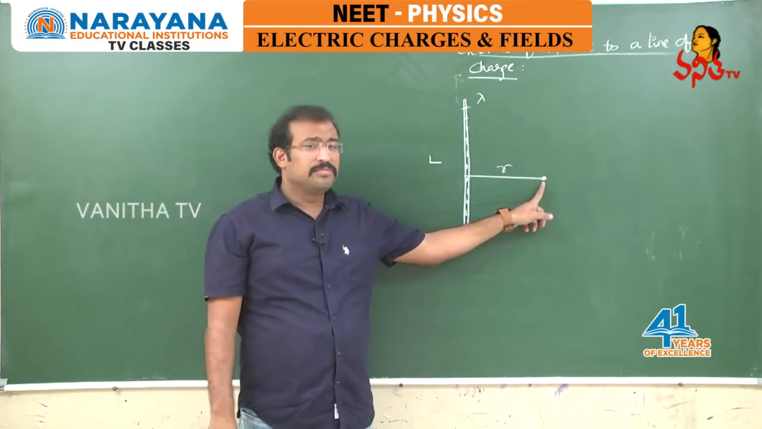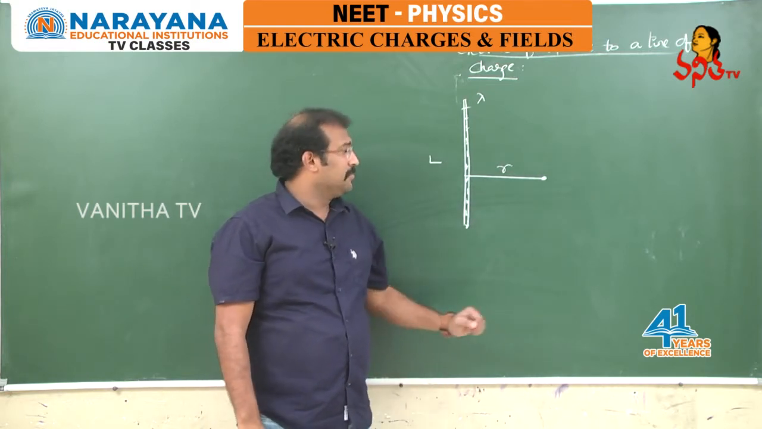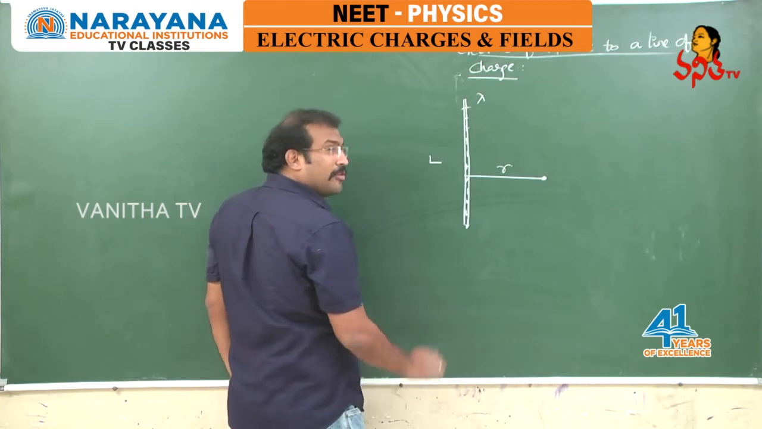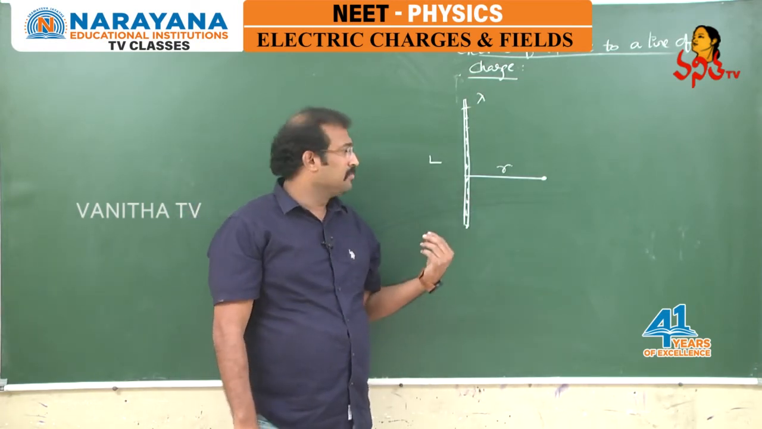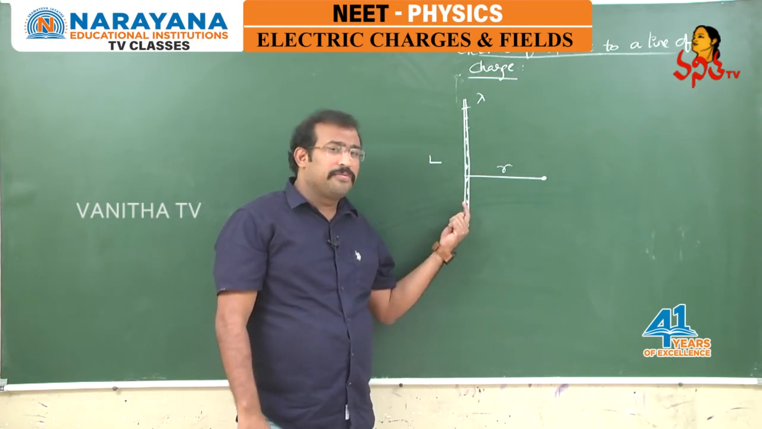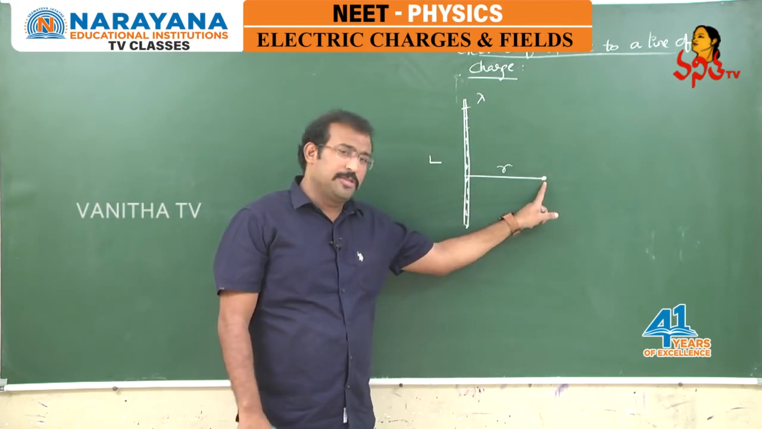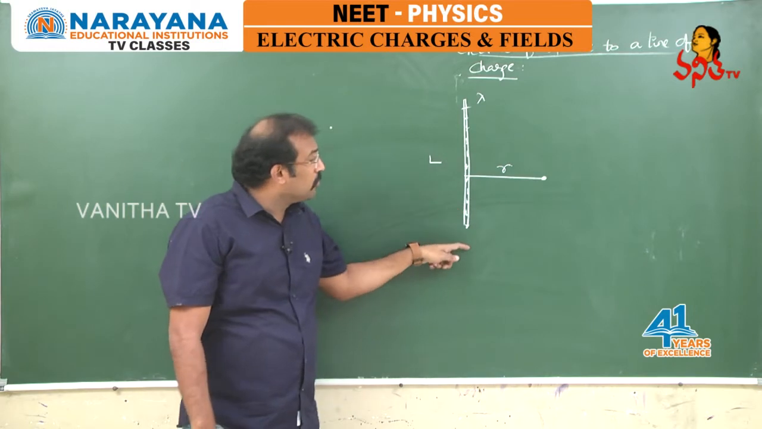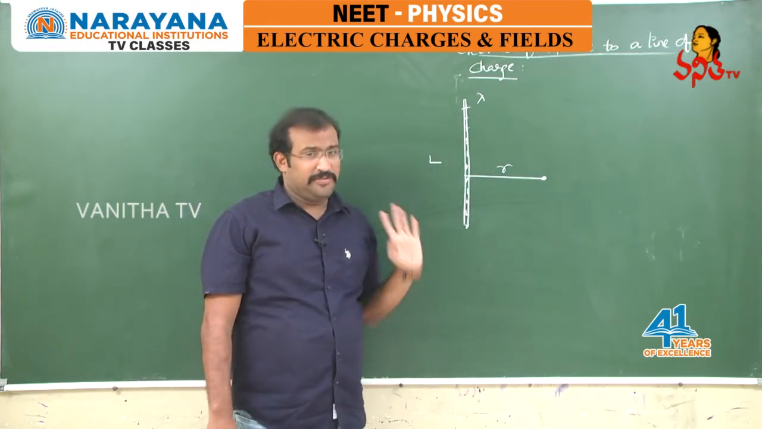At this point, how to calculate it? Let us see. First of all, what we have to do is, always we consider a small element in this line of charge. Due to that small element, we will find out the electric field at this point, and for the total line of charge, we integrate it to get the total electric field.